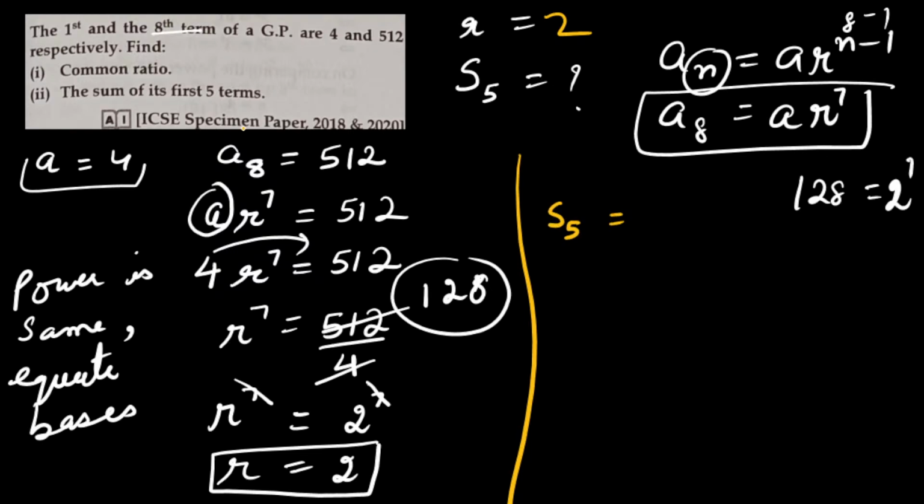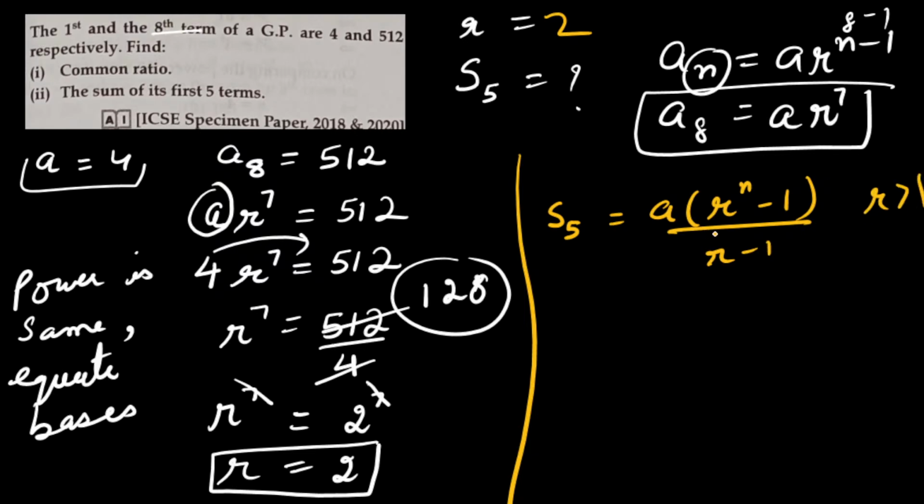S5 means the sum of 5 terms, which we have to find. So for the sum's formula, R is greater than 1 here also. So the sum's formula is a into r to the power n minus 1 by r minus 1. R is 2, which is greater than 1. So I am writing this formula.